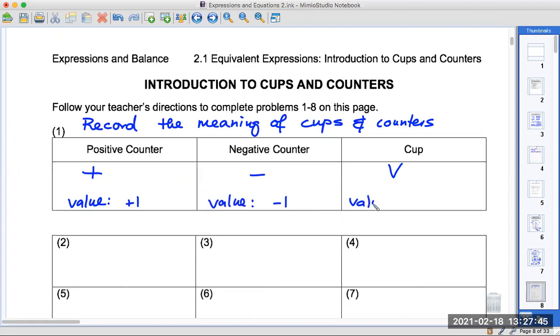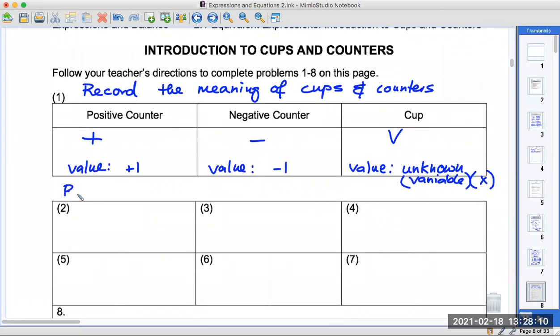And a cup, the value is unknown. It's a variable. It could be anything. And it's usually denoted with an X. Okay, so X is usually our variable or our unknown. Okay, so let's build, draw, and write expressions.